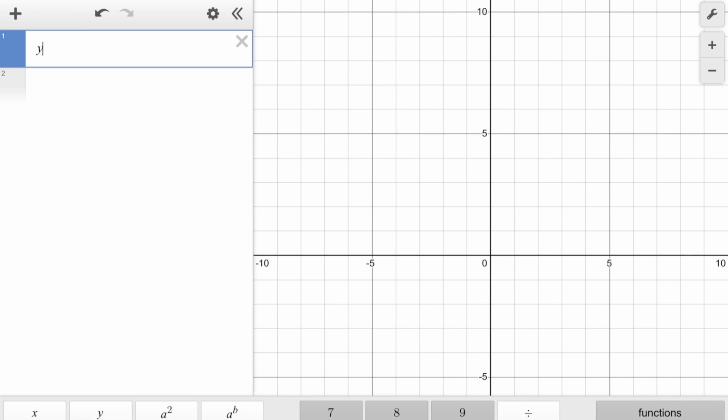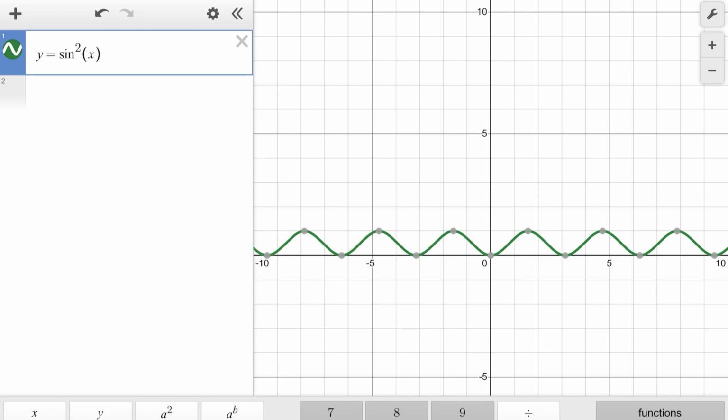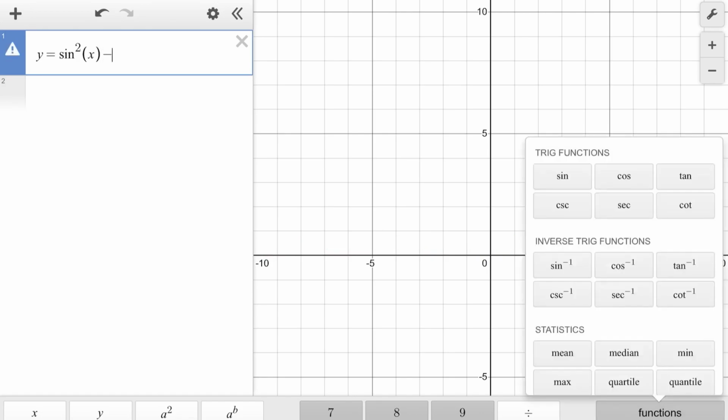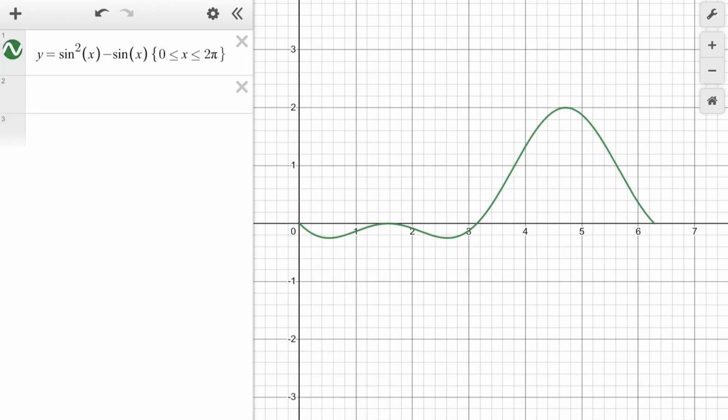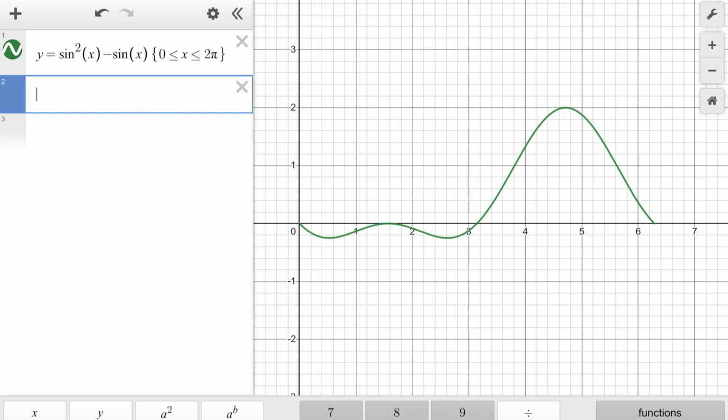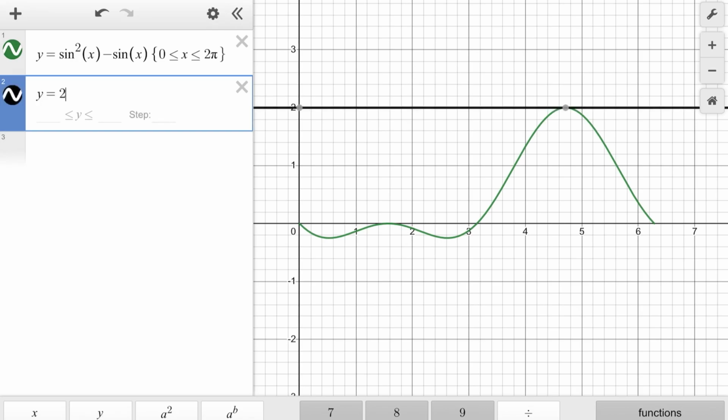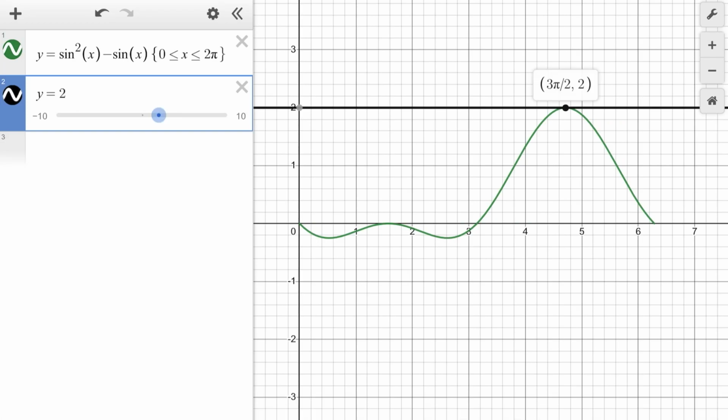So here I'm going to type in y equals, and then I'm going to do sine squared x minus sine of x. And remember, I want this from 0 to 2 pi. So this right here is what we're looking for. And then I'm going to do the other side of my equation, which is 2. So I'm just going to say y equals 2. And again, from 0 to 2 pi, I don't really have to indicate that. And if you notice here, my only answer is 3 pi over 2.